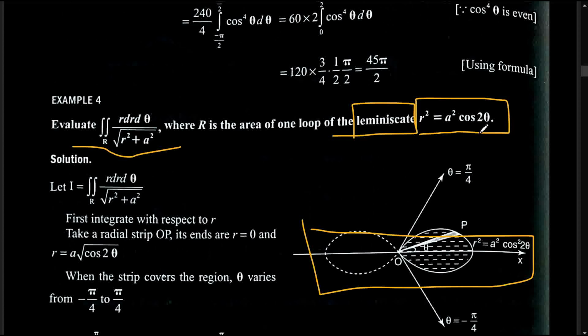This is r square is equal to a square cos 2 theta. If there is a sin 2 theta, then also it's a lemniscate. How does that lemniscate look in a graph? You have to search these on YouTube or any other platform and learn them separately, guys. There are many videos on how to trace a lemniscate in polar form. So just go through it.